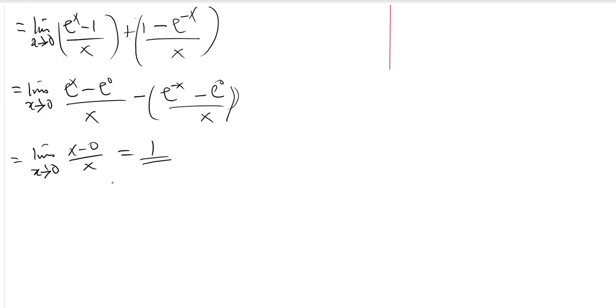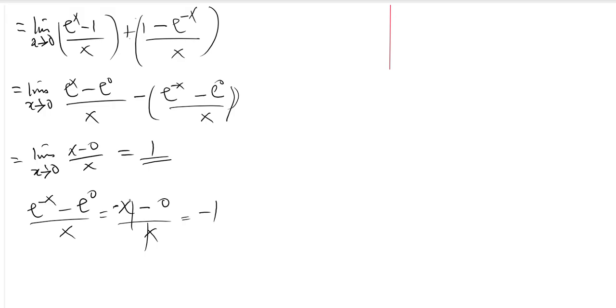So the second part, which is e to the power of minus x minus e to the power of 0 all over x. Now if we try to break this down, we are going to have minus x minus 0 all over x. We see this can cancel this, and this will give us minus 1.